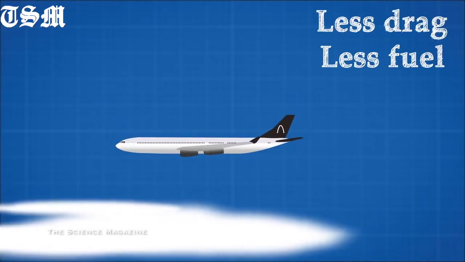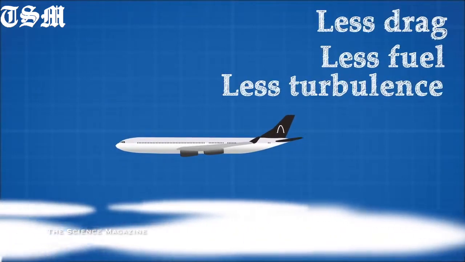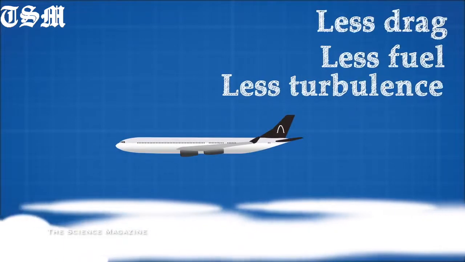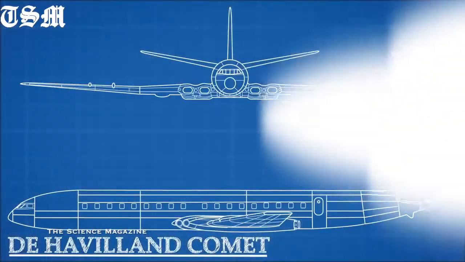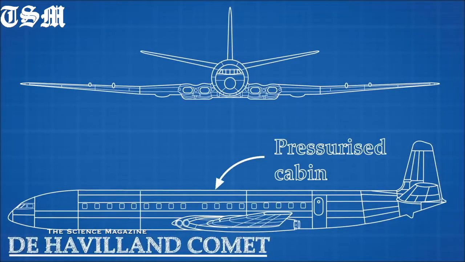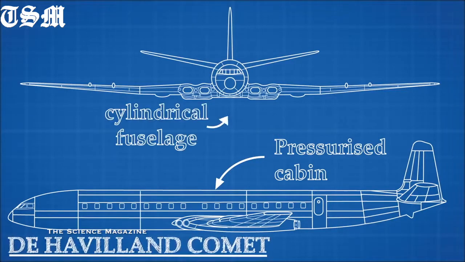Flying high also means a more comfortable flight, because the plane can now fly above the turbulent lower atmosphere. But some design changes need to be made to allow this. First, the cabin has to be pressurized to create a survivable environment for the passengers. Second, the cabin must be cylindrical in shape, because a cylinder can resist the new internal pressure.